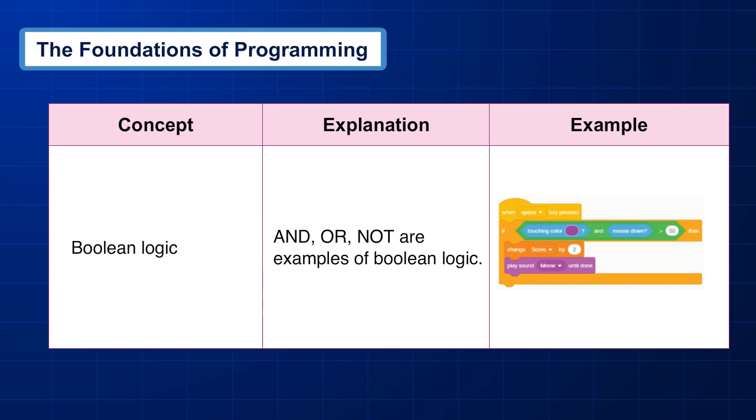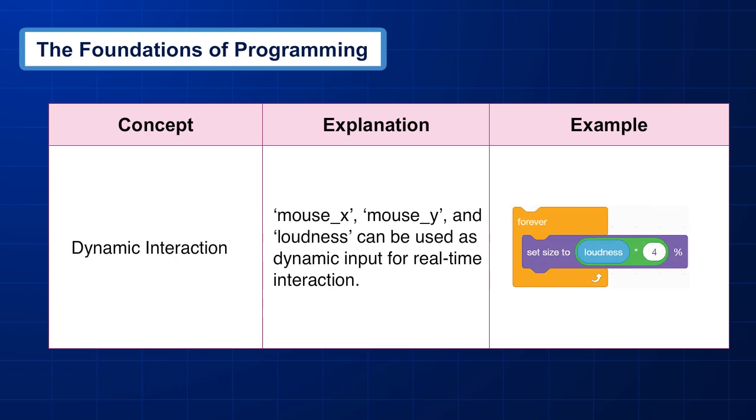Boolean logic. And, or, not are examples of Boolean logic. Dynamic interaction. Mouse x, mouse y and loudness can be used as dynamic input for real-time interaction. Forever, set size to loudness 4%.